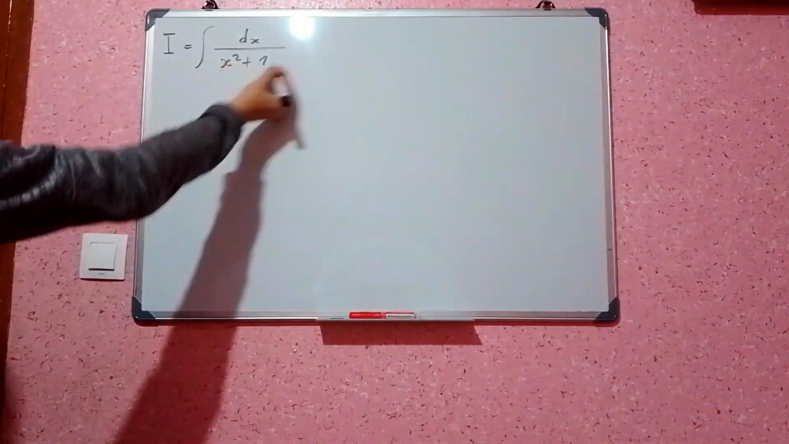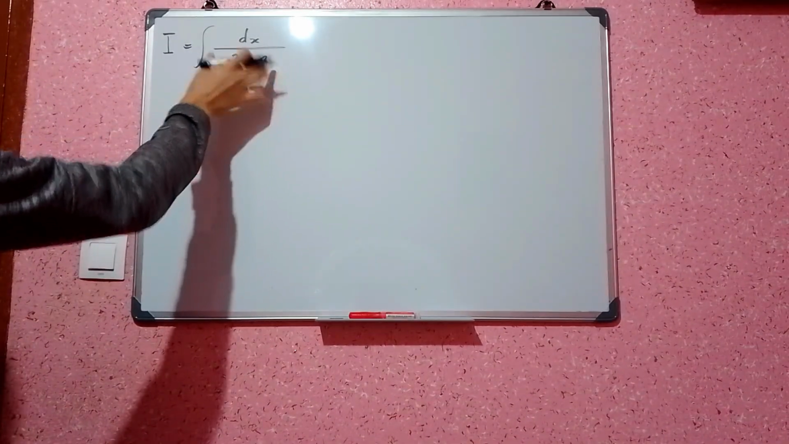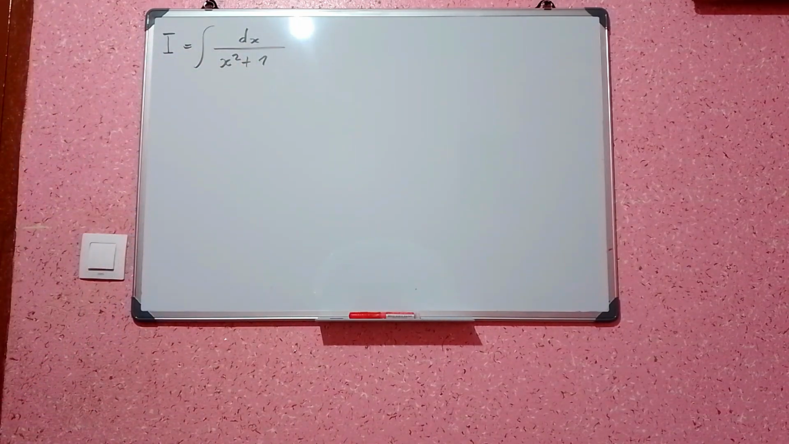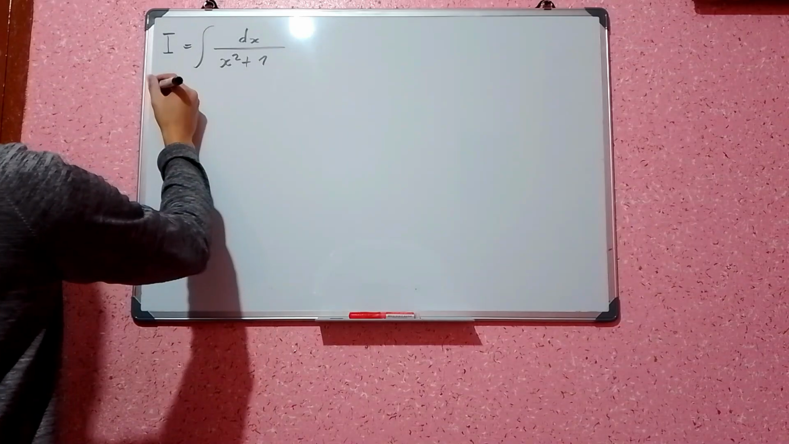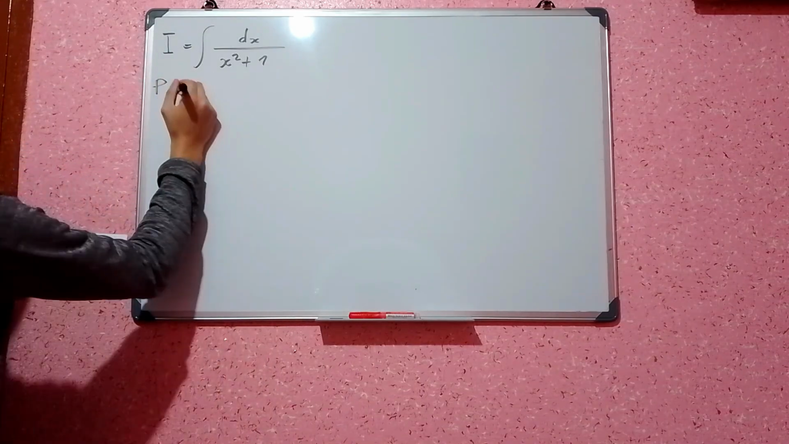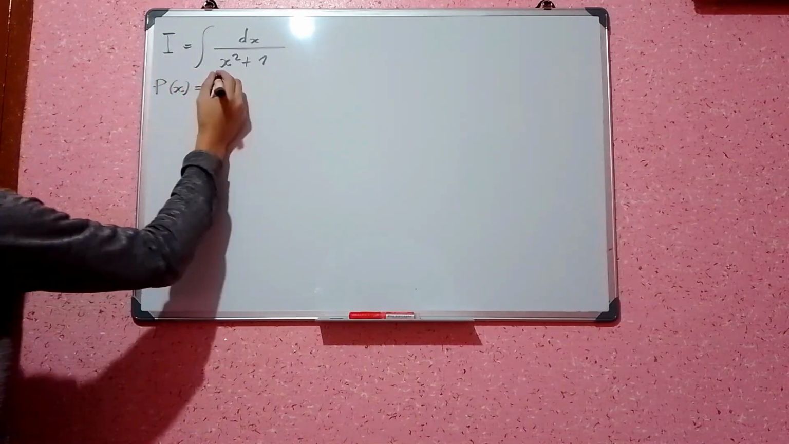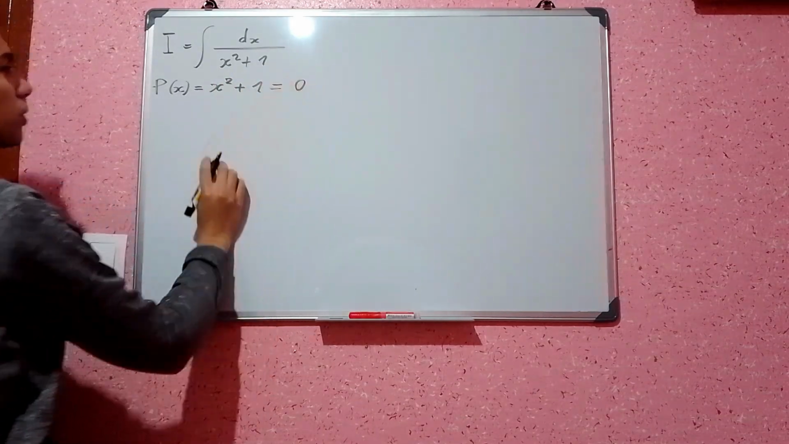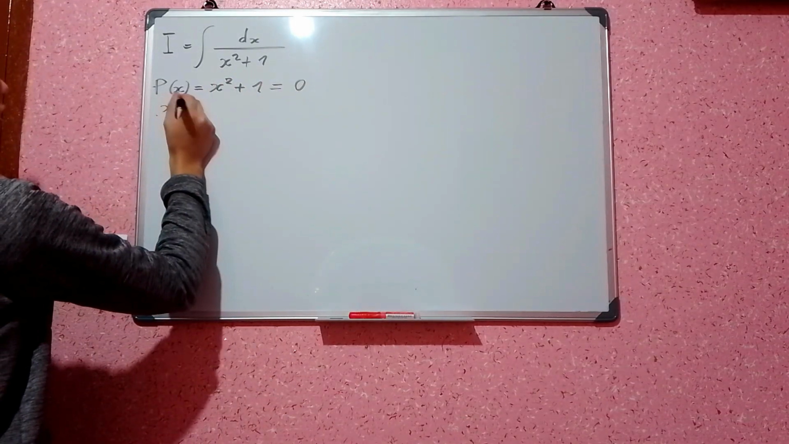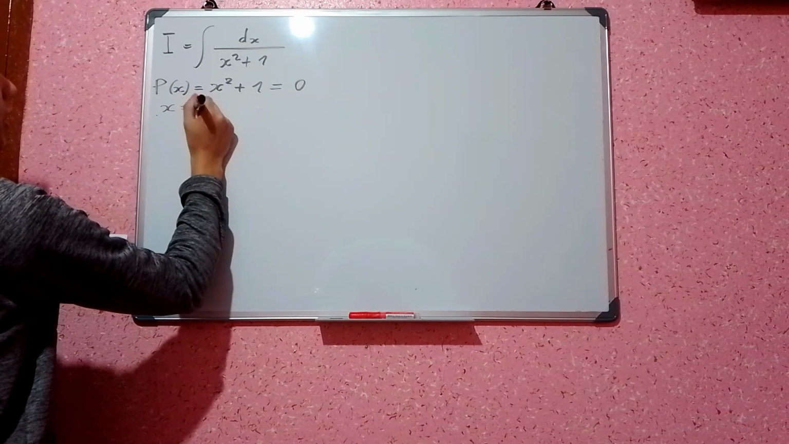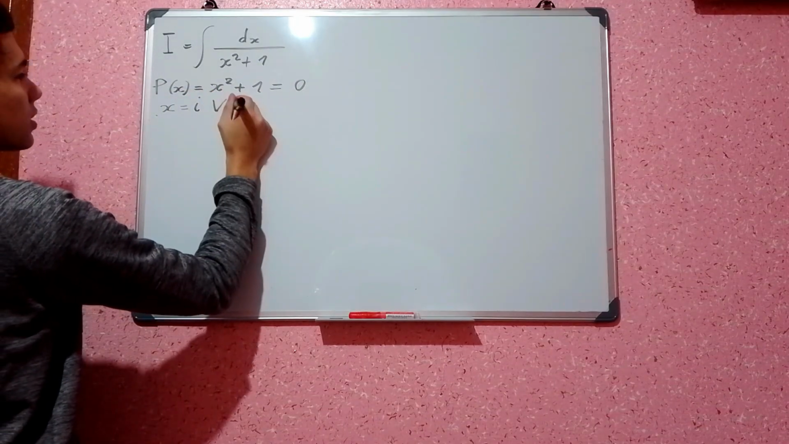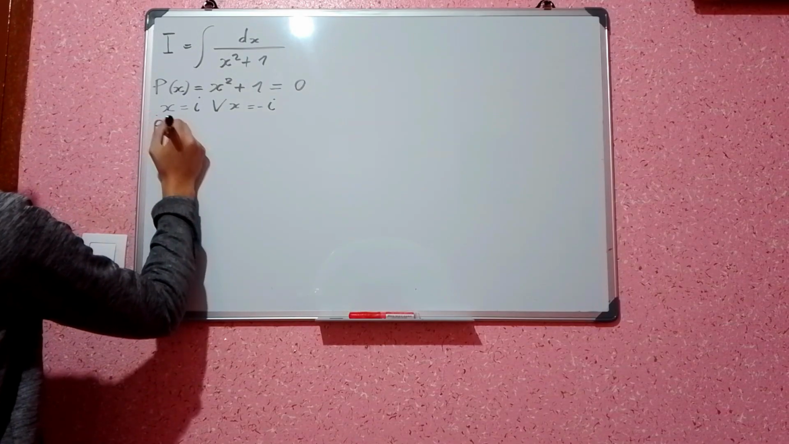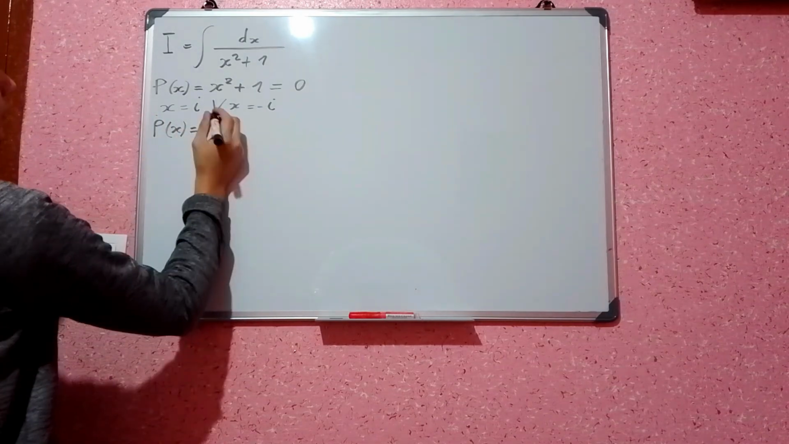How? We know that this denominator is irreducible in the real world. But in the complex world, things are different. If we call the polynomial p of x equals x squared plus 1, and let it be 0, we have two solutions. x equals i or x equals minus i. Okay, so we can write this polynomial like this.